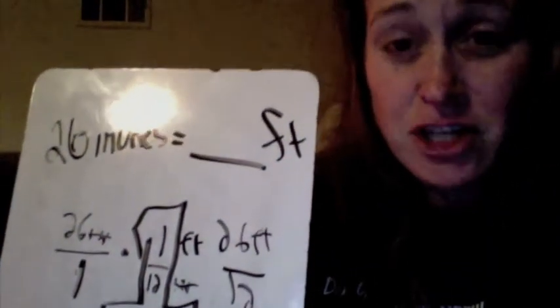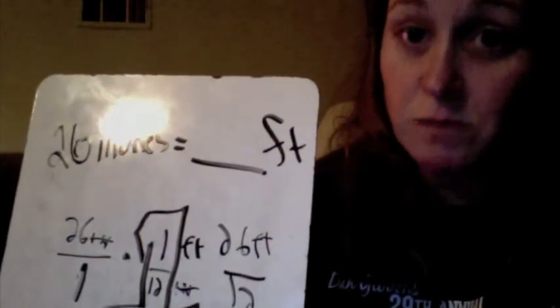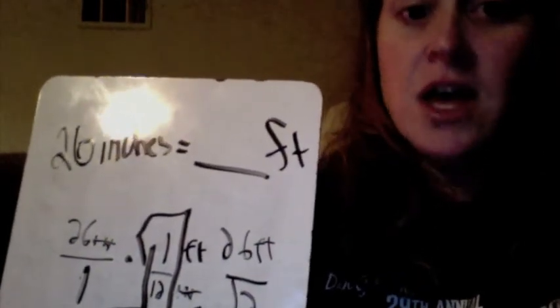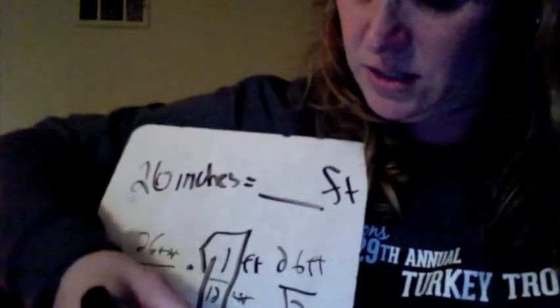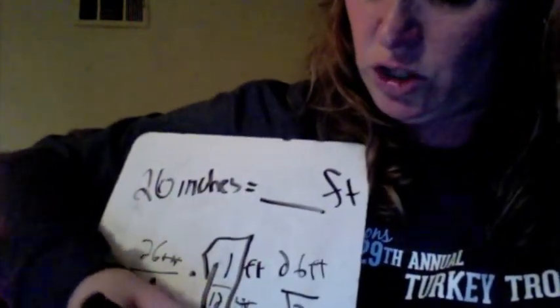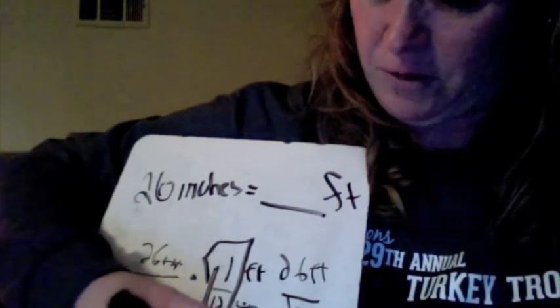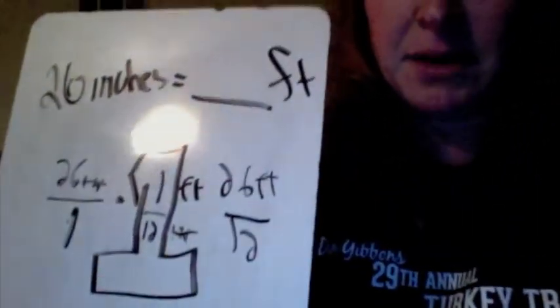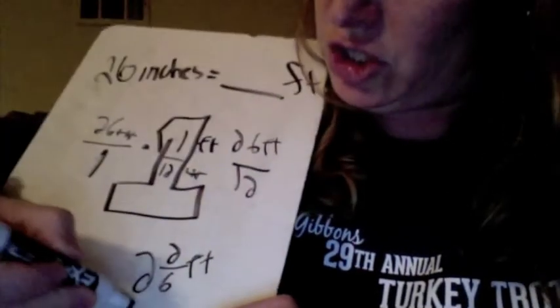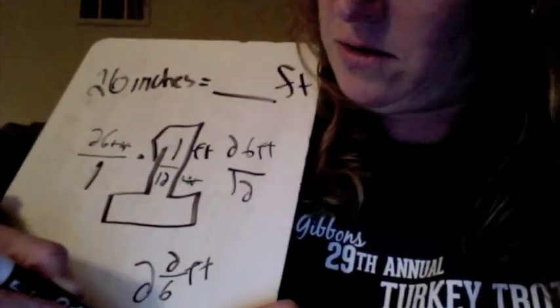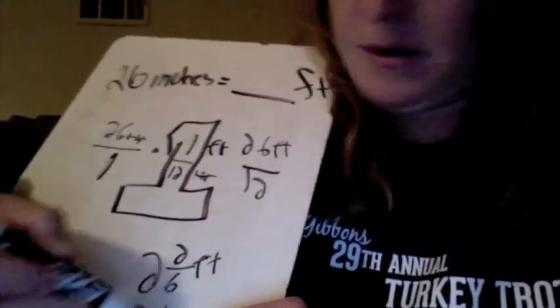Hey, that's a fraction. We finished the unit on fractions when we took the unit test on unit 1. So I'm going to go ahead and simplify that fraction. 12 goes into 26 2 times with 2 left over. And I don't like that because it's not in simplest form. So I'm going to change it to 2 1/3 feet.